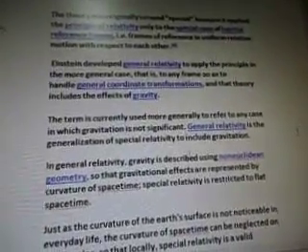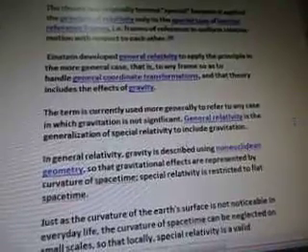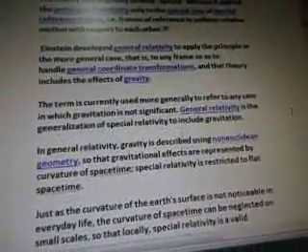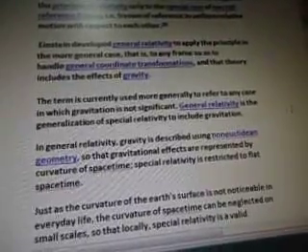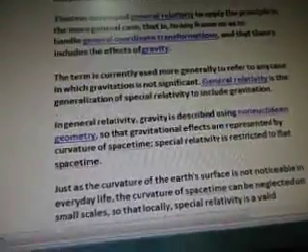So this theory has something to do with gravity. And we also talked about space gravity before, right? In another video, an earlier video, before line 16b. The term is currently used more generally to refer to any case in which gravitation is not significant. General relativity is the generalization of special relativity to include gravitation.